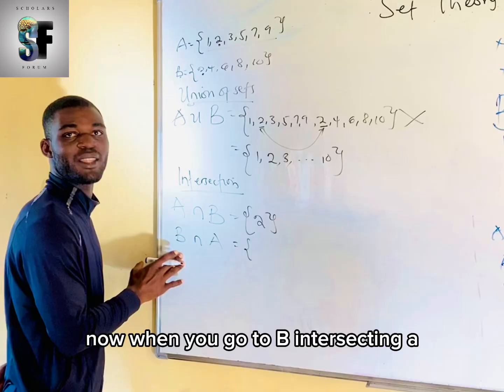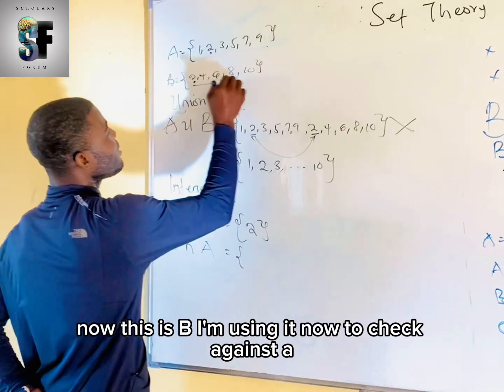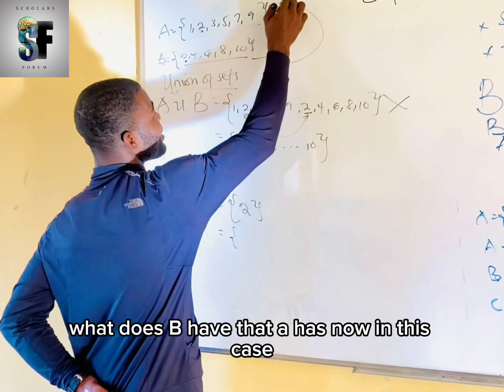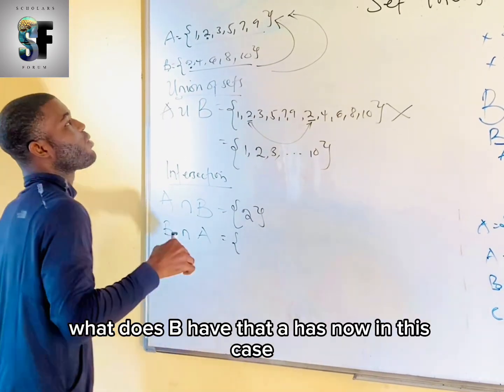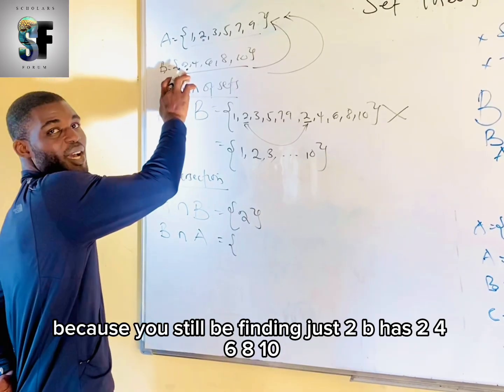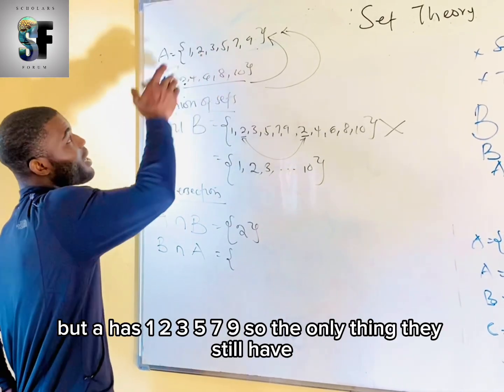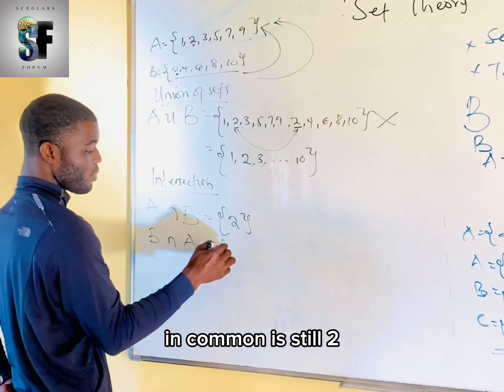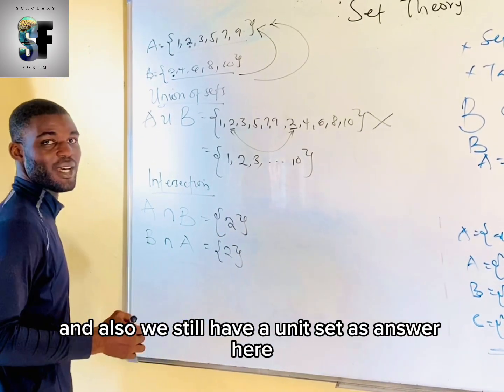Now, when you go to B intersecting A, now this is B. I'm using it now to check against A. What does B have that A has? Now, in this case, we're still getting the same answer because you're still finding just 2. B has 2, 4, 6, 8, 10, but A has 1, 2, 3, 5, 7, 9. So the only thing they still have in common is still 2. And so we still have a unit set as answer here.